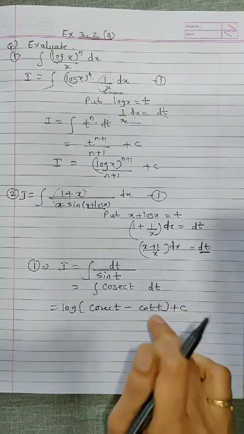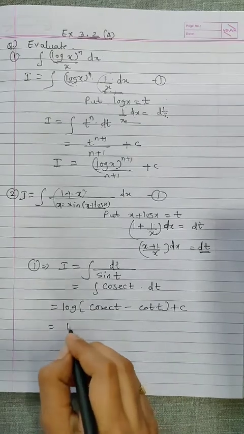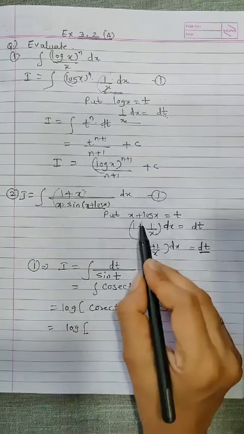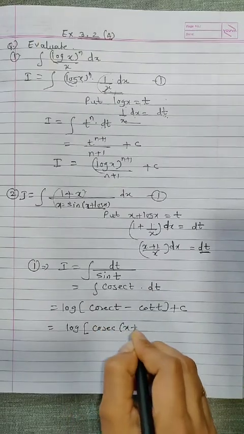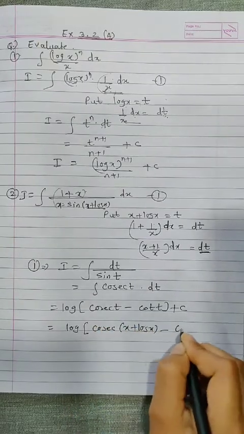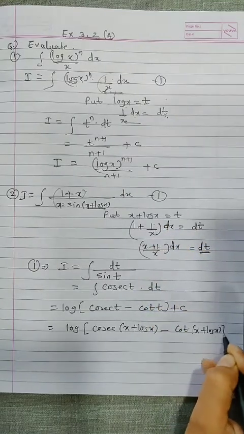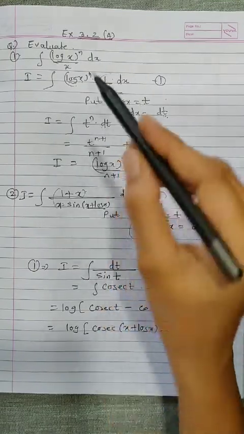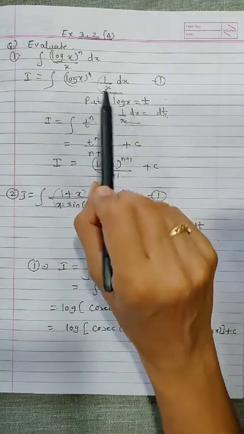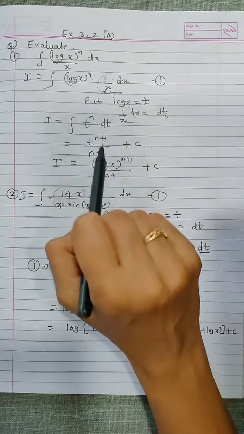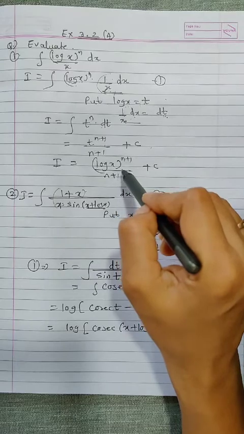Directly you have to apply the formula for integration of cosec. In the last step, put the value of t. What is t? t is x plus log x. So we have log of cosec of x plus log x minus cot of x plus log x, plus c. So students, in the substitution method, first step you have to put the substitution, take its derivative. The x function will convert to t. After taking the integration, in the last step you have to put the value of t.